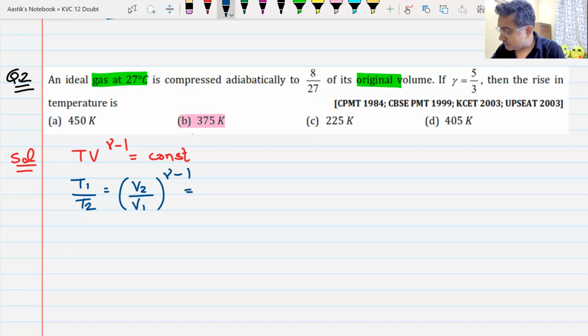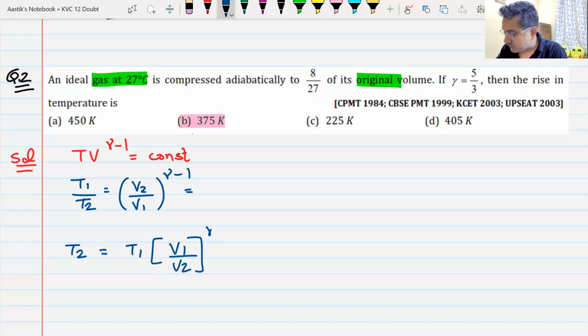So I can put the value and I can get the value of T2. So I think your final temperature T2 will come as initial temperature T1 into V1 by V2 raised to the power of gamma minus 1. Am I correct?